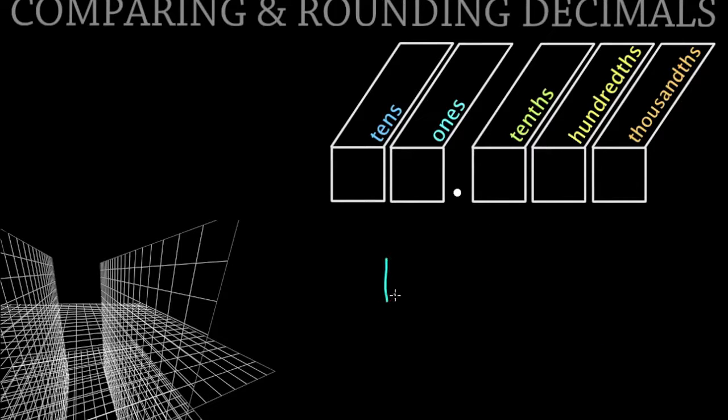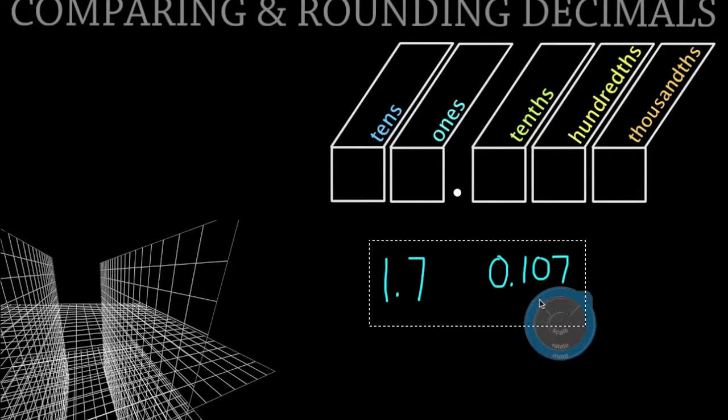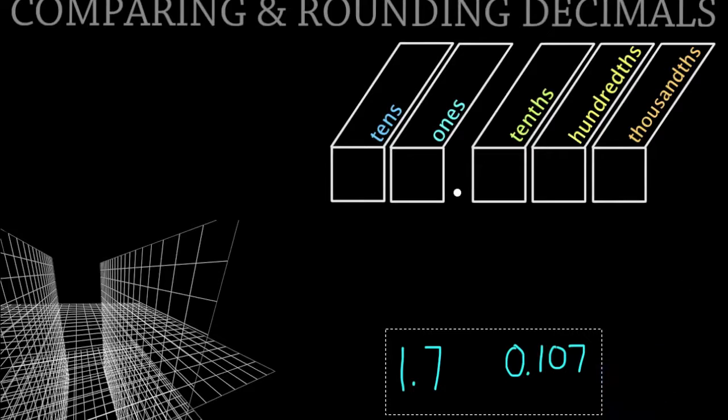Let's see, you had 1 and 7/10 and 107 thousandths. Well, right away you probably see that this one has a 1 whole and this one has 0 wholes, so of course this one's bigger. But let's put it into our place value chart anyway, just to be totally sure.